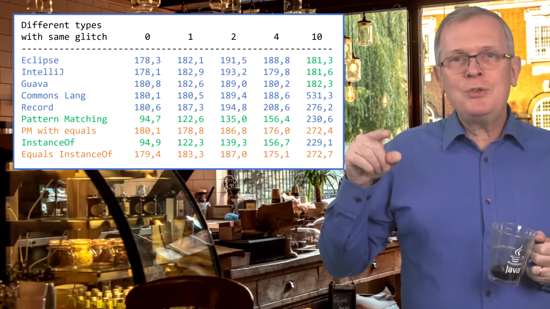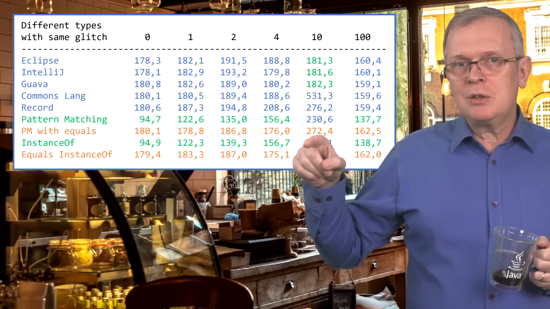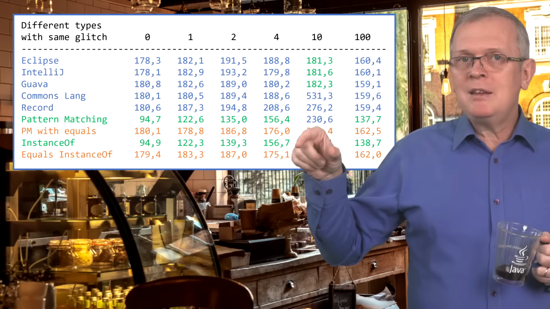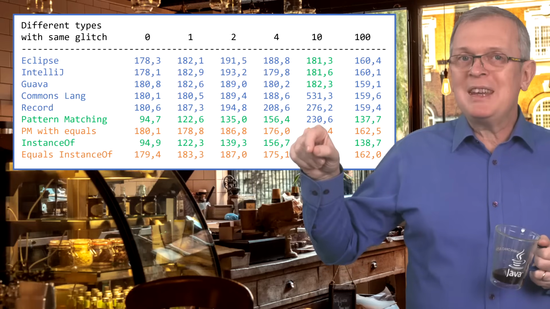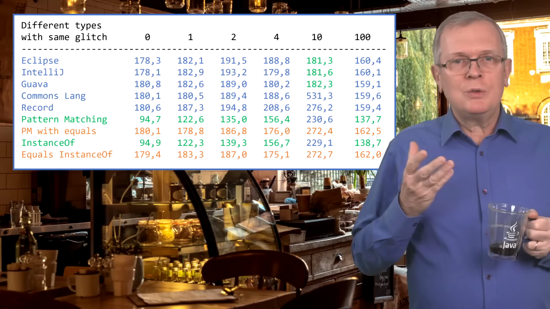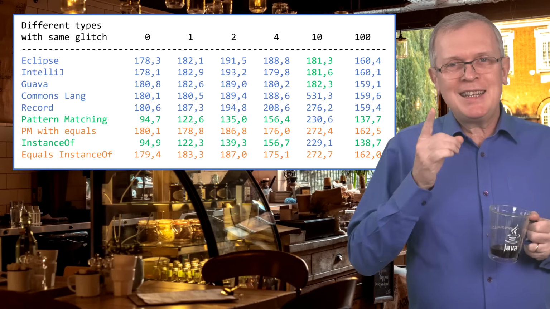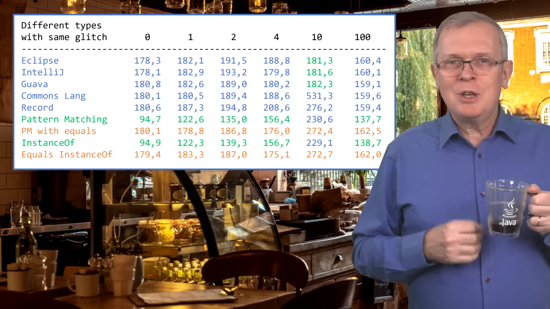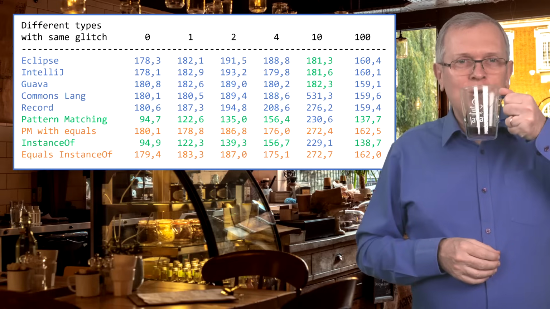Be careful, because if you continue to increase the amount of glitches, pattern matching and plain instance of are actually performing better again. So just be aware of that and carefully bench your application with the actual data you are working on.